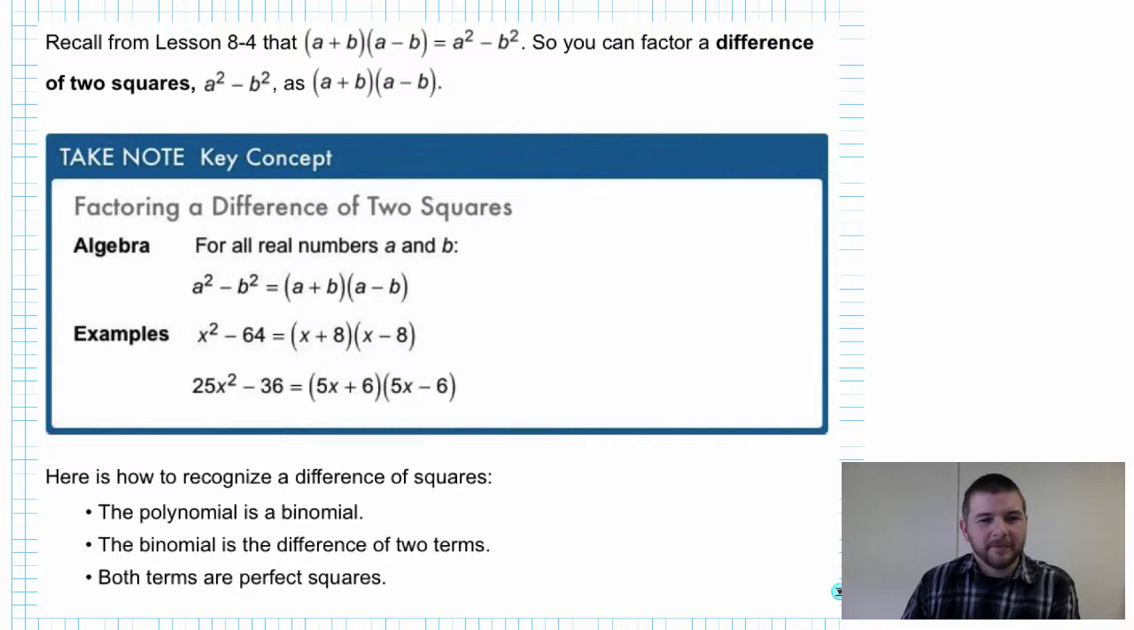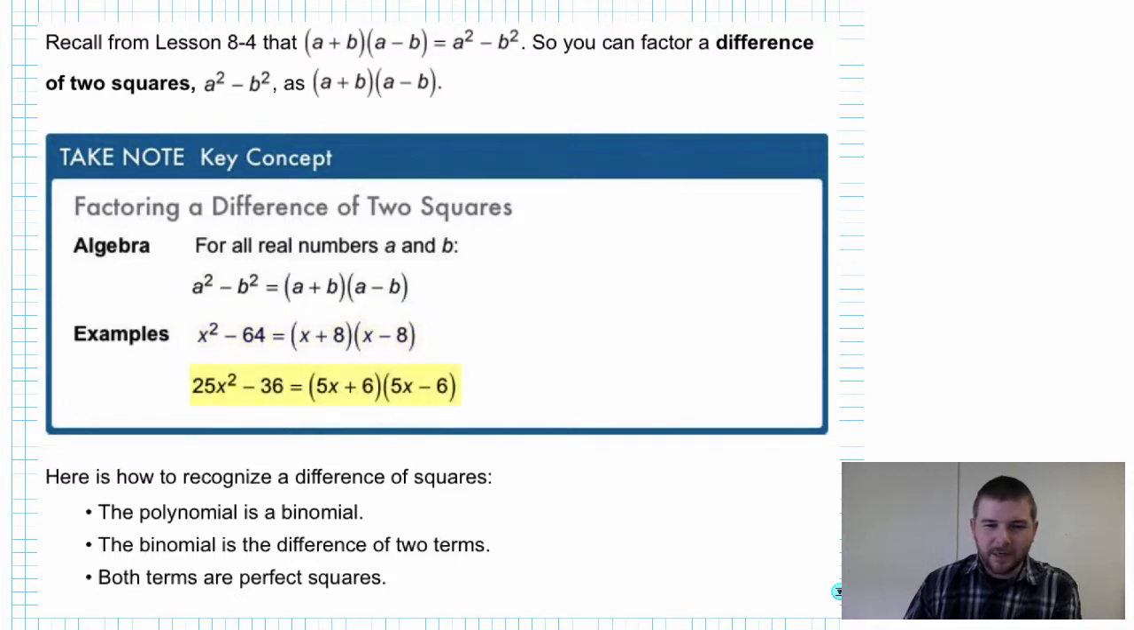In algebra, for all real numbers a and b, a squared minus b squared equals a plus b times a minus b. An example of this, x squared minus 64. Notice there's no x term. We have an x squared term, but it's a binomial. It's not a trinomial. We don't see x squared plus 3x minus 64. Simply two terms, the x squared and the minus 64. This is a difference of squares, so it can be factored as x plus 8 times x minus 8.